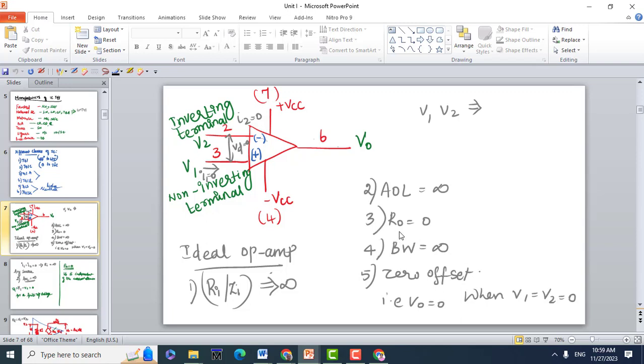And output resistance R naught is equal to 0. Bandwidth of the operational amplifier, the range of frequencies with which this operational amplifier can be operated, is infinite. You have zero offset. Your output voltage is 0 when V1 equals V2 equals 0, because there is no differential potential, Vd is equal to 0. So you have 0 offset.